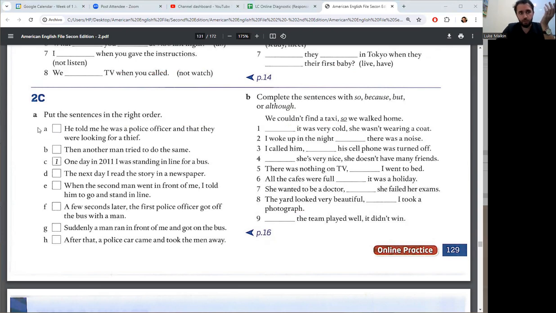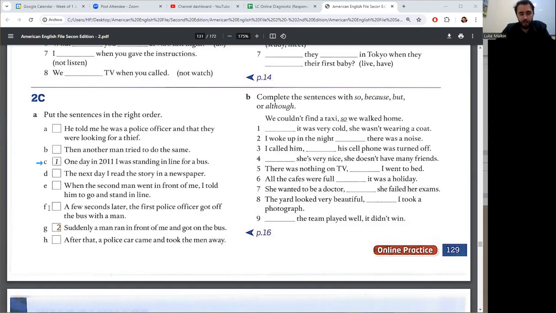Part A, put the sentences in the right order. This takes a little bit of time. Put the sentences in the right order. The first sentence is here. One day in 2011, I was standing in line for a bus. Pause and complete the story in the right order. Okay, so I remember the story is one day in 2011, I was standing in line for a bus.